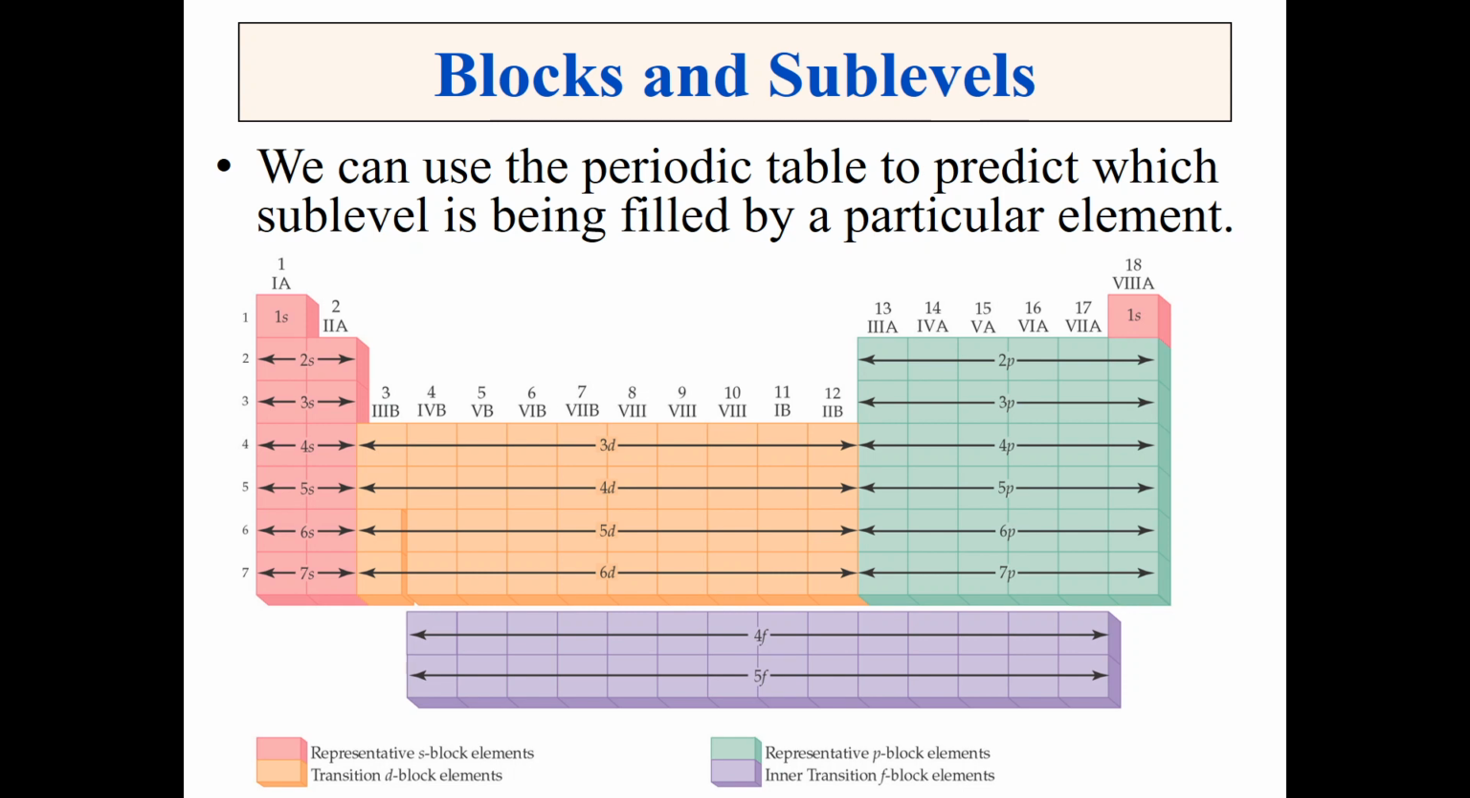The first two columns are all s subshells. The transition metals in the middle are your d orbitals. The right-hand side is the p orbitals. And helium is an exception. Helium we usually put with the noble gases, so we put it on the right-hand side. You could argue that it should go on the left-hand side next to hydrogen, because it is 1s, but it's the exception. And then the ones at the very bottom of the table all have f orbitals.